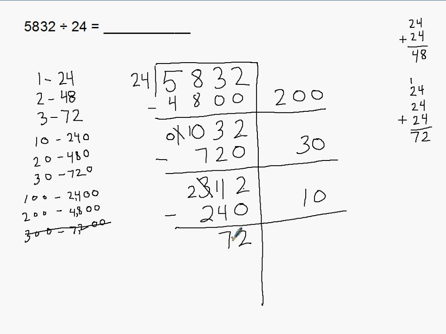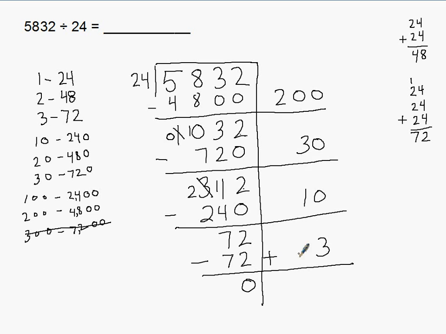Now I've got a 72. What's the largest number I can subtract from 72? Well, it's 72. So let's bring our line all the way across. 72 minus 72 is 0. And I multiplied 3 to get this 72, so put it over here and keep it lined up. Now, there's nothing up here that I can subtract from 0, so 0 is my remainder.